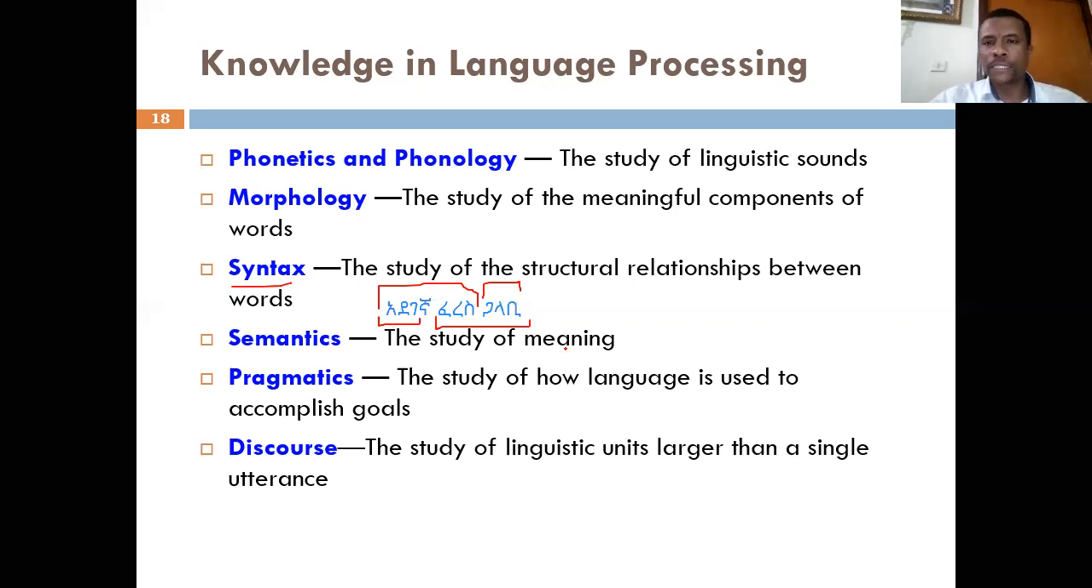Semantics is concerned with the study of meaning. Pragmatics is concerned with the study of how language is used to accomplish your goal. Your goal, not the receiver's goal. You, as a speaker, what is the goal that you want to attain? And discourse means the study of linguistic units larger than a single utterance or greater than a sentence. That's the main issue that we have.